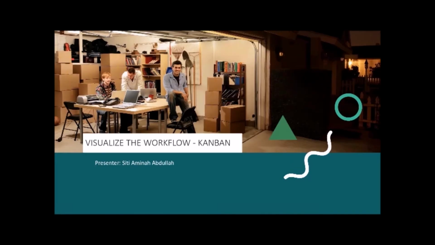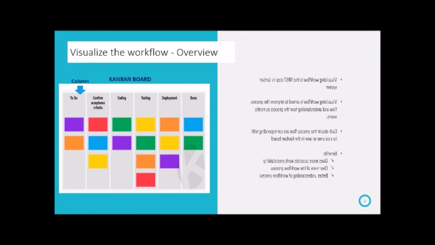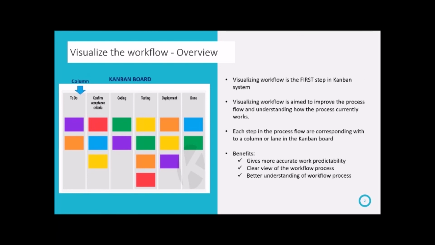Visualize the workflow in Kanban. Visualizing the workflow is the first step in the Kanban system. It is aimed at improving process flow and understanding how the process currently works. Each step in the process flow corresponds with a column or lane in the Kanban board. There are many benefits to visualizing the process flow using a Kanban board, such as more accurate work predictability, a clear view of the process flow, and a better understanding of the process flow.